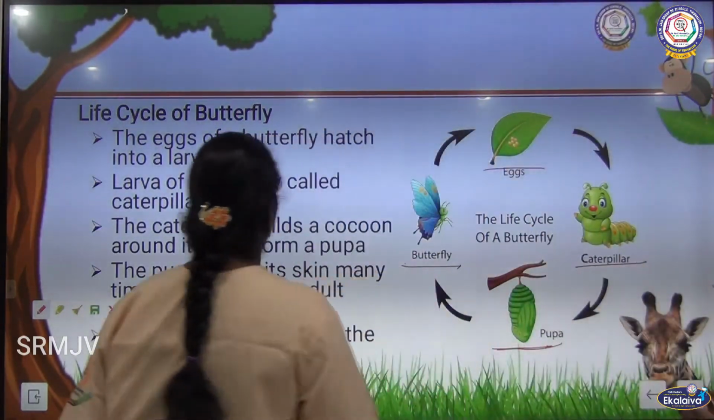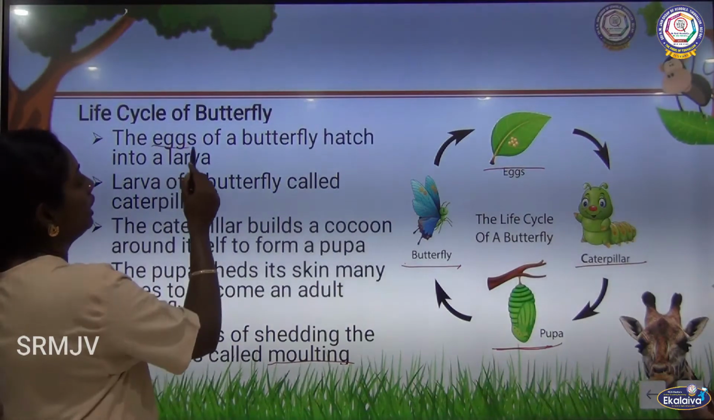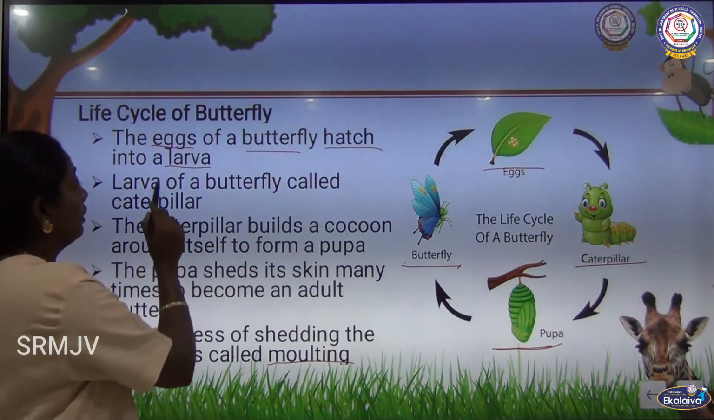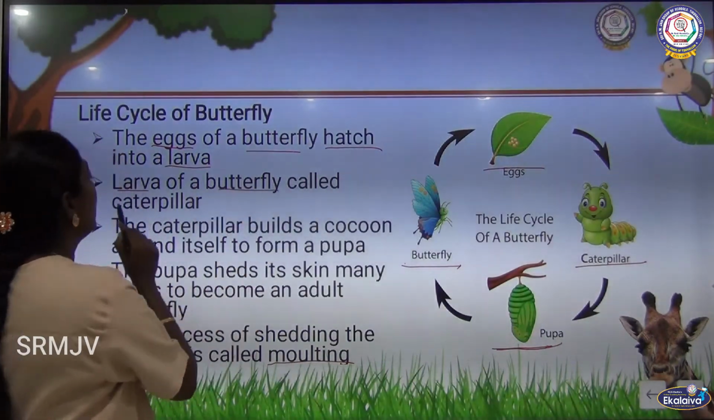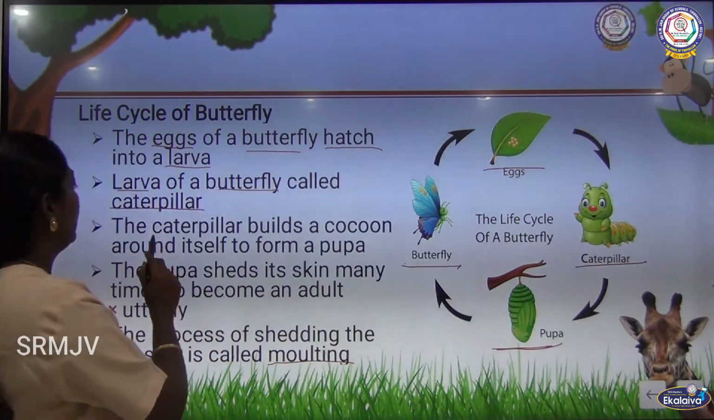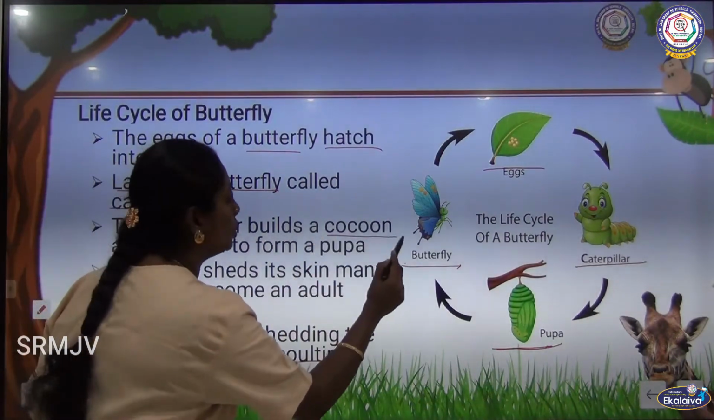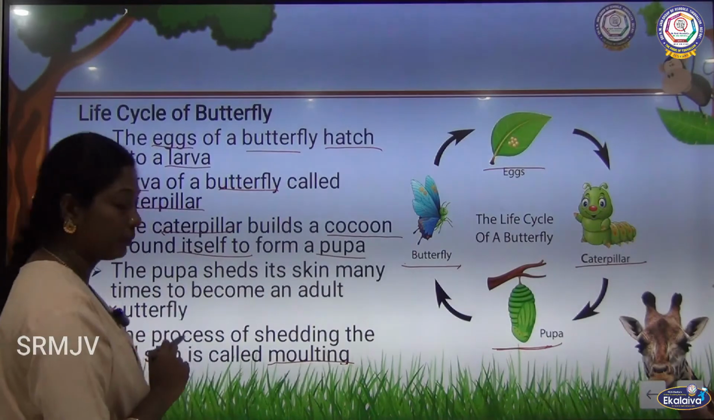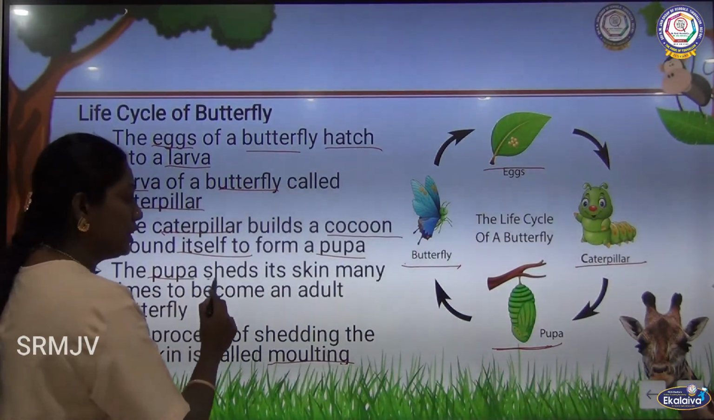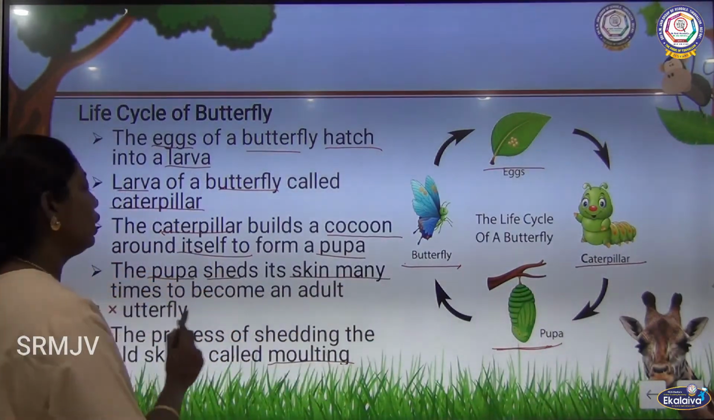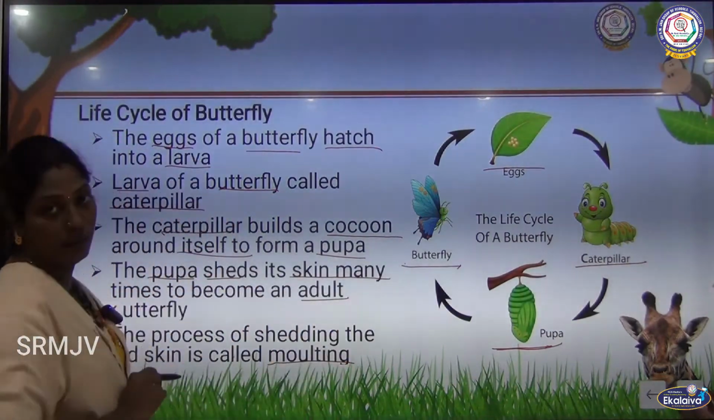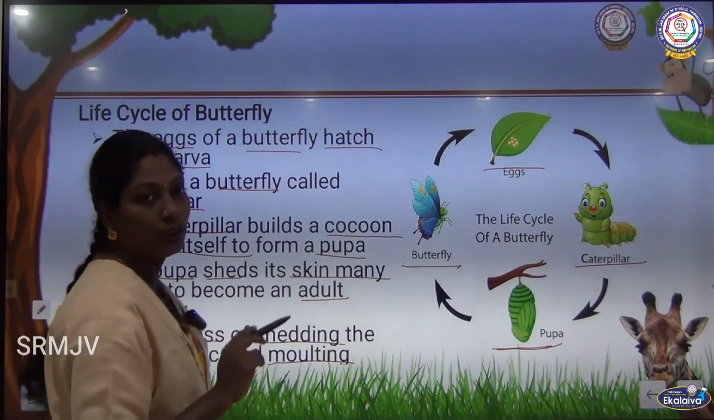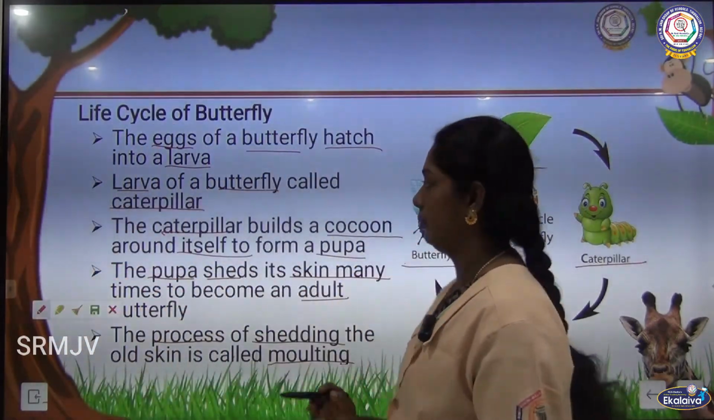Again, the eggs of a butterfly hatch into larvae. The larva of a butterfly is called a caterpillar. The caterpillar builds a cocoon around itself to form a pupa. The pupa sheds its skin many times to become an adult butterfly. The process of shedding the skin is called molting.